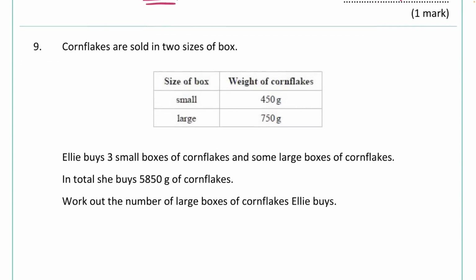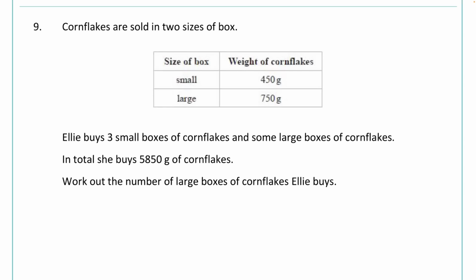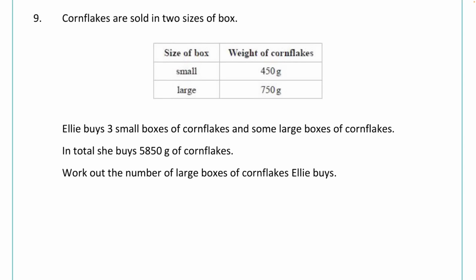For question 9, it says here, cornflakes are sold in 2 sizes of box. Ellie buys 3 small boxes of cornflakes and some large boxes of cornflakes. In total she buys 5,850 grams. Work out the number of large boxes of cornflakes that Ellie buys. Well, it's told us that she buys 3 small boxes. So to start with, I would want to do the 450 grams multiplied by 3.